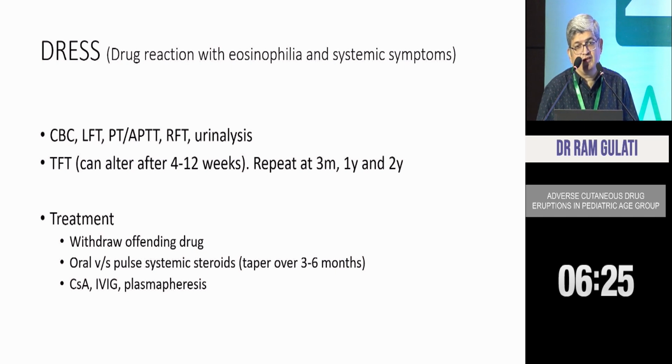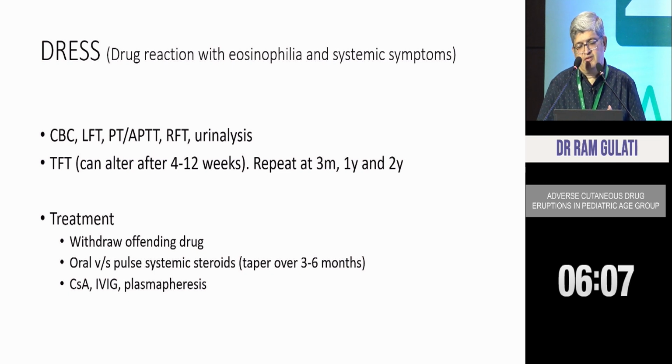One of the groups said that almost 12% of the children might end up with autoimmune thyroiditis. So you do have a baseline thyroid function test, and that should be repeated at 3 months, 1 year, and 2 years. The recommendation of one of the groups, which I found, was that thyroid abnormalities were very common post the DRESS syndrome. Treatment is withdrawal of the offending drug.